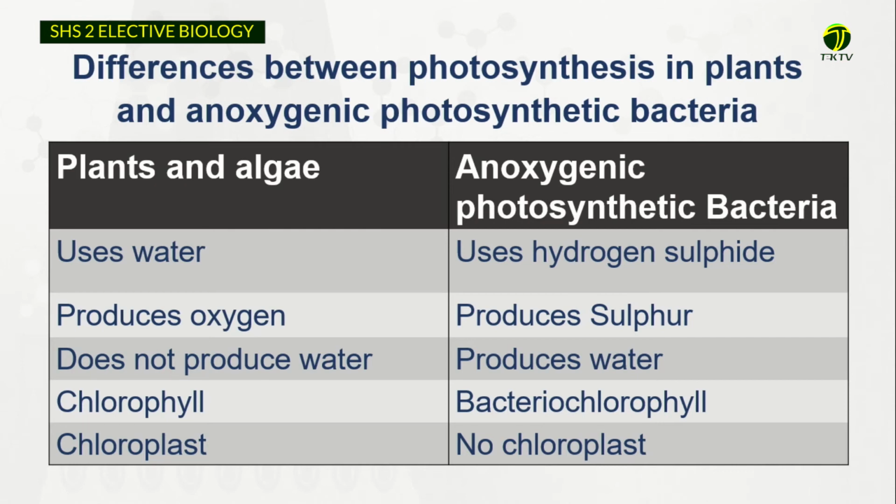Now, in plants, if you look at the photosynthesis, you use carbon dioxide and water and produce glucose and oxygen. Chlorophyll is present in this one, but there's bacteriochlorophyll in this one. And because it contains chlorophyll, it must have chloroplasts in the cells. But this one has no chloroplasts in the cells. So these are some of the differences.